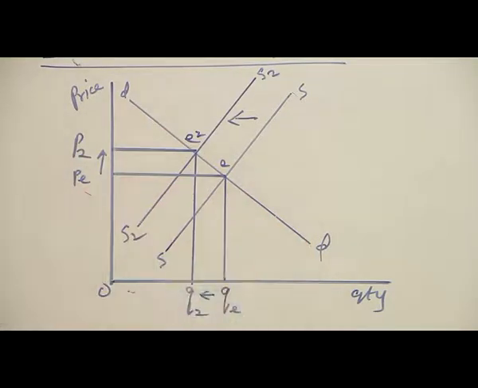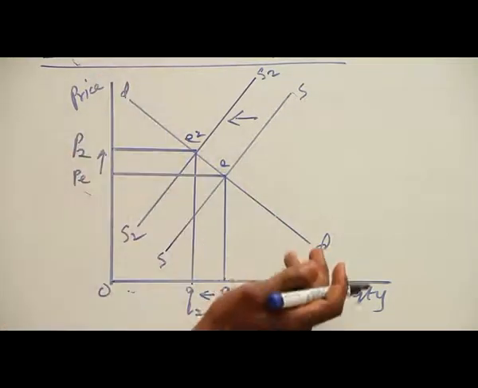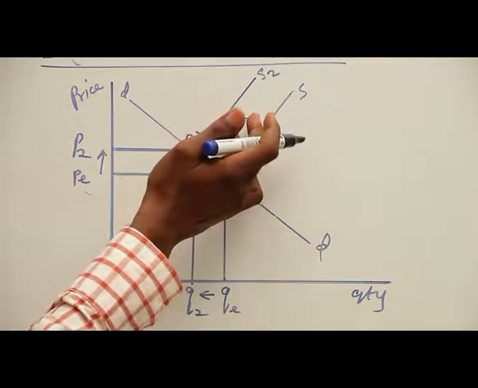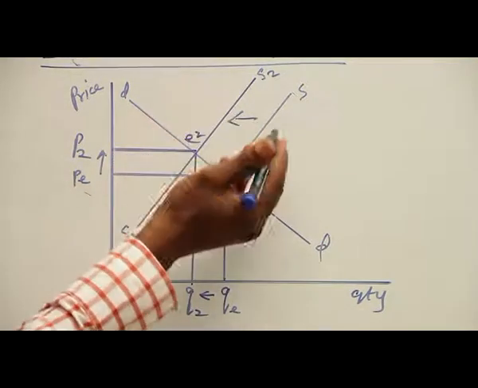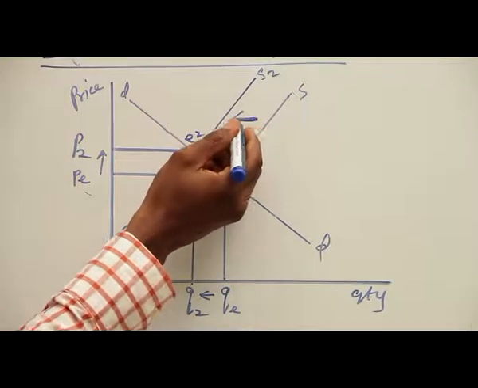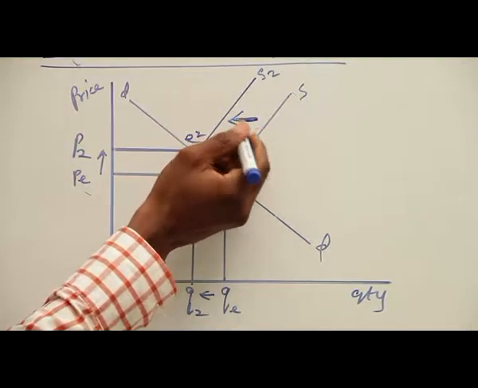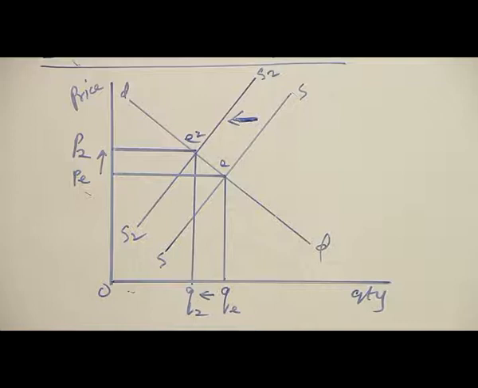Having demonstrated with the graph, we can see the demand curve is constant, since the supply curve is moving backward. The arrow is telling us that the supply curve has shifted backwardly.